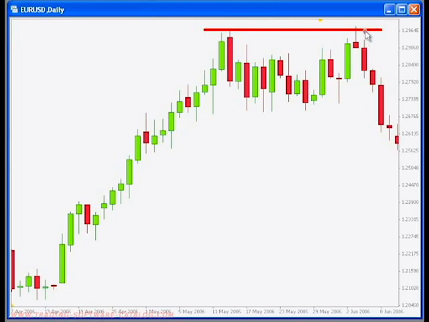All right, so reversal formation right off a level of resistance. We are okay to search for our entry there, stop loss in there or in there, depending on whether we are aggressive or not.